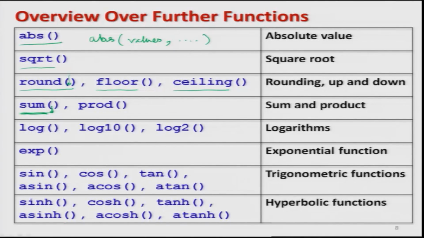The next command is product. Suppose I want to find out the product of several values, so I have to write down all the values inside a bracket separated by a comma, and then I have to use this operator prod, and this will directly give us the product of all those values.